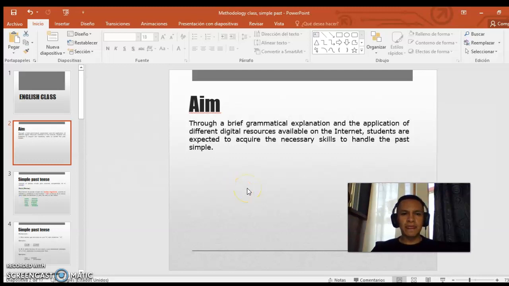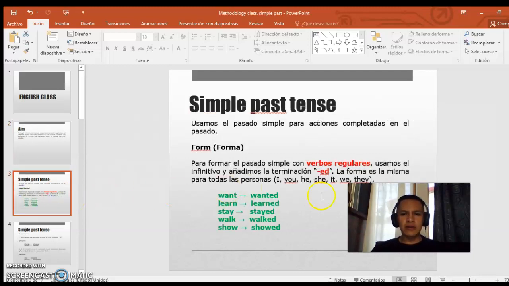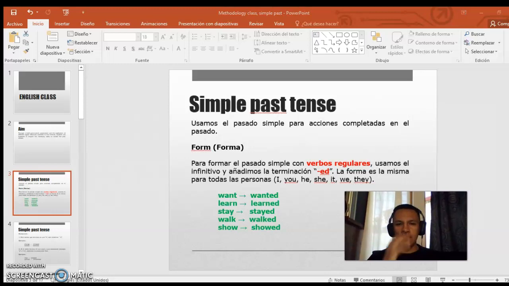To start, as you may have studied before, for the regular verbs we have to add the -ed at the end of the verb, as you can see in this slide. Want, wanted; learn, learned; stay, stayed; walk, walked; and show, showed. This is simple for regular verbs.